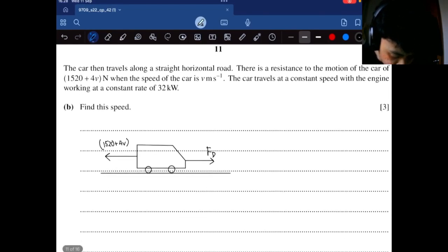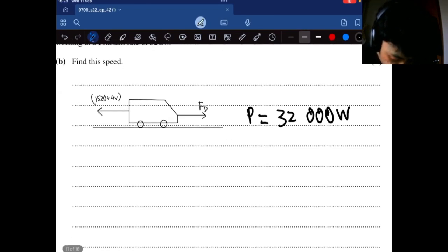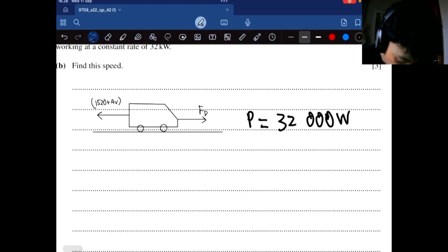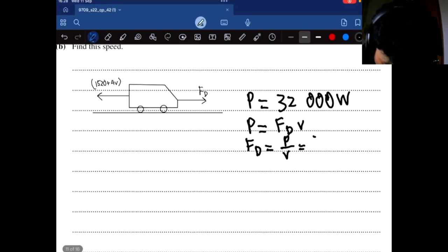First of all, we know that P is equal to 32 kilowatts, which if we convert it, is equal to 32,000 watts. Now from this, we can actually find the driving force by using the formula P equals driving force times V. Now if we arrange this, we can get FD is equal to P over V, which is equal to 32,000 watts over V, since we're trying to find that.